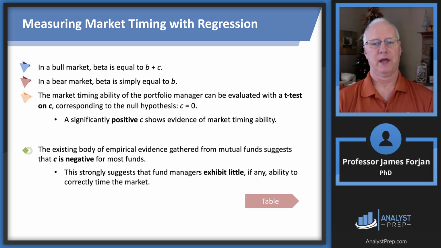Now, some of the interesting interpretations of this regression equation: in a bull market, beta is equal to B plus C. In a bear market, beta is simply equal to B. So what we can do is evaluate the performance of a manager with a t-test surrounding C.